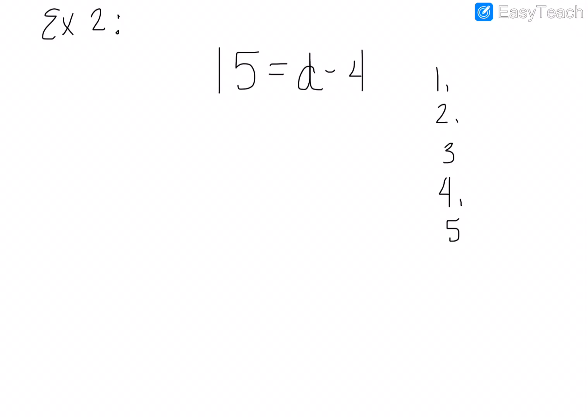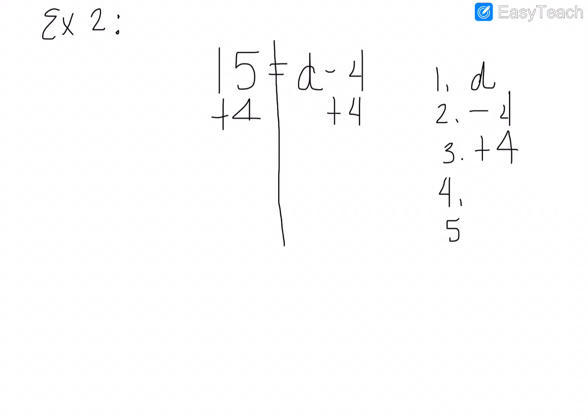Okay, here's our second example. Let's go through the same steps. Again, this says 15 equals d minus 4. Step 1 is to identify the variable. Our variable is d. So I'm going to separate this down the middle here. The equation says d minus 4, so the operation is a minus 4. The inverse or opposite operation of minus 4 is plus 4. So that's what we're going to do to both sides of this line here. Plus 4 over here, plus 4 over here.